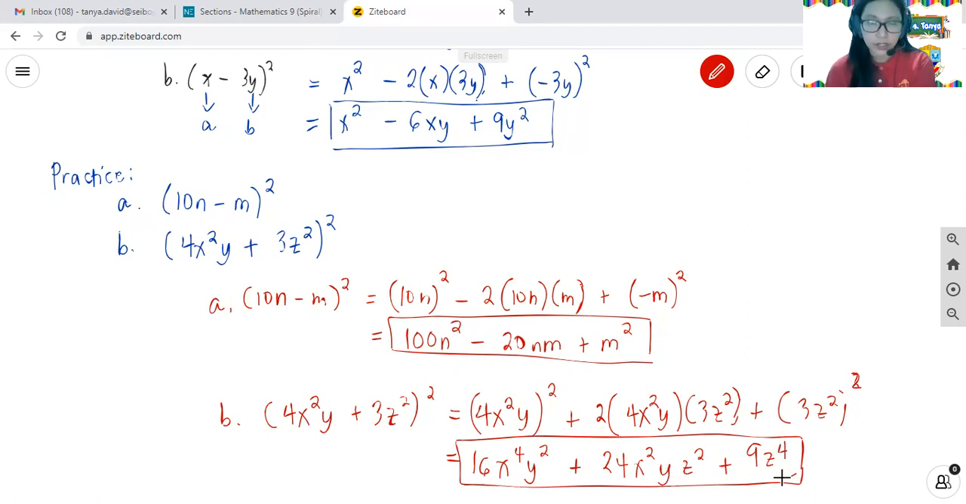I hope that you were able to get the same answer. So again, you can go back to this video. You can start from the beginning in order for you to understand more if there are things that were not clear while we were discussing. You can go back anytime in this video so that it will help you understand square of a binomial.